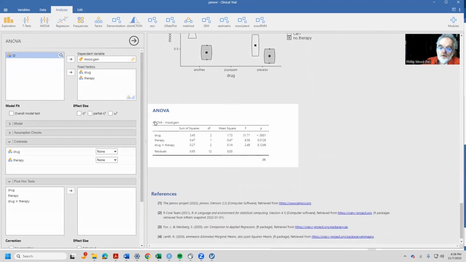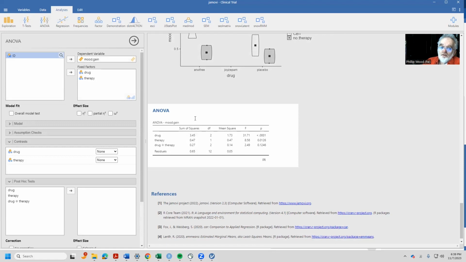And what you're seeing down here are the tests where the main effect of drug is the Joyzepam different than the anxiety-free, different than the placebo, somehow, somewhere, we don't know where. And is therapy different than non-therapy? Well, it looks like both of those main effects are there. Is there an interaction? Is the difference in differences significant? A p-value of 0.12 would say no.